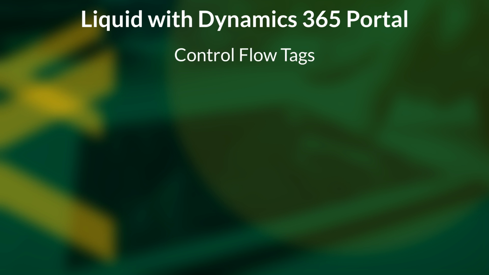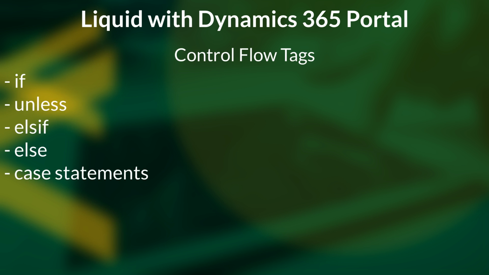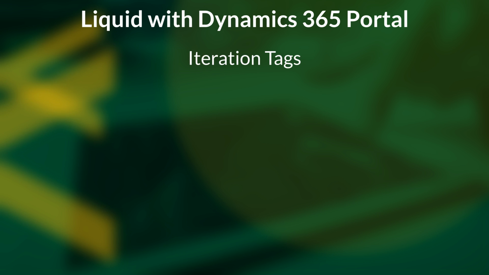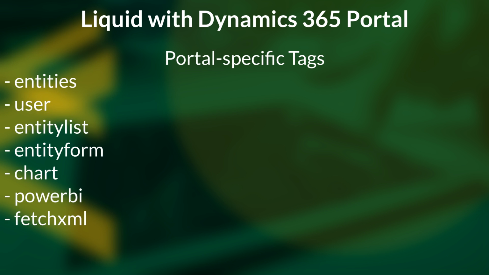Liquid supports the control flow tags, such as if, unless, else if, else, as well as case statements, known in other languages as a switch statement. It also supports iteration tags, such as for, cycle, and table row. There are also portal-specific tags you can use to access Dynamics 365 data, including entities, user, entity list, entity form, chart, Power BI, and fetch XML.